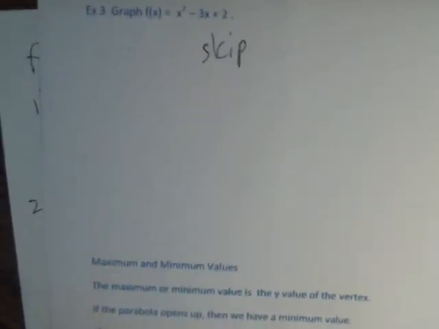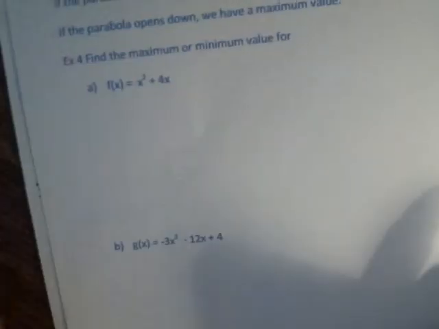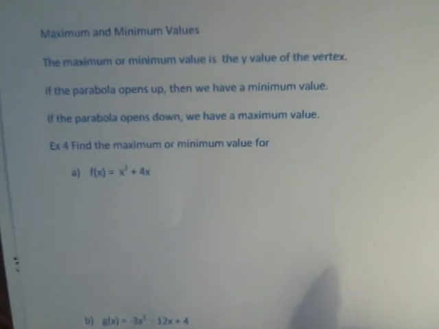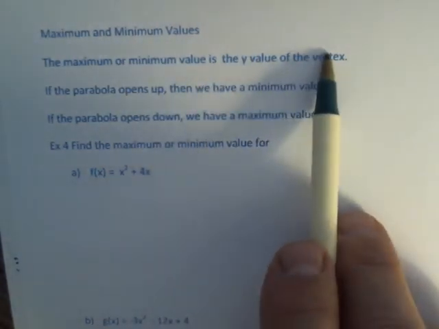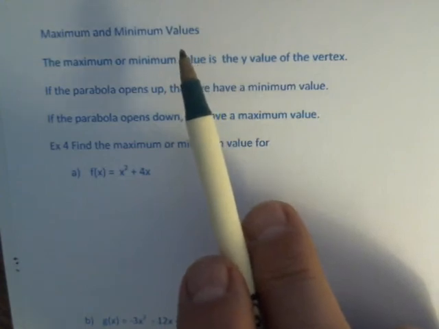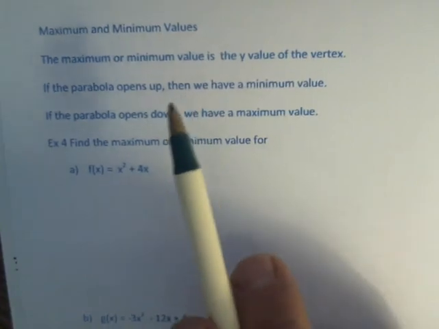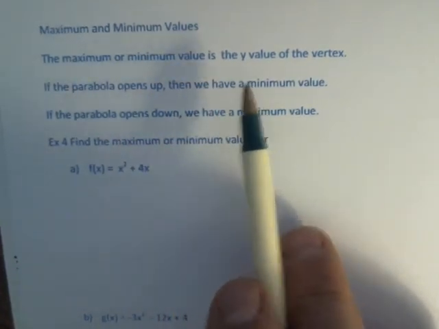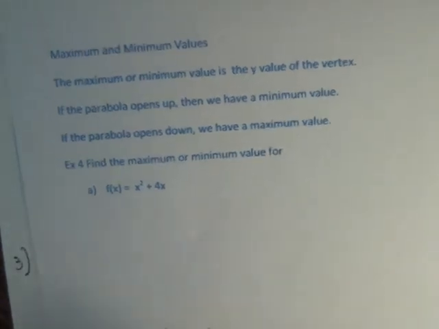I'll work more in class, but I just want to look at the maximum and minimum values solely. Sometimes you are asked some form of finding maximum, minimum. Look for keywords, maximize, minimize. And just remember it's the y value of the vertex. So if you see anything to do with maximizing, minimizing, whatever, just find the vertex. And again, if it opens up, we have a minimum value. If the parabola opens down, we have a maximum value.